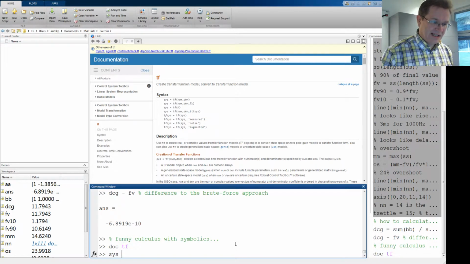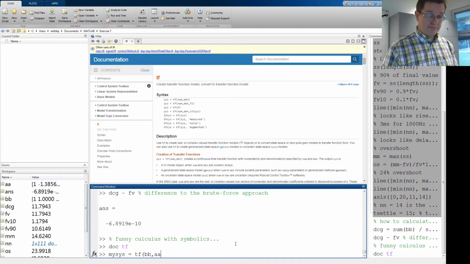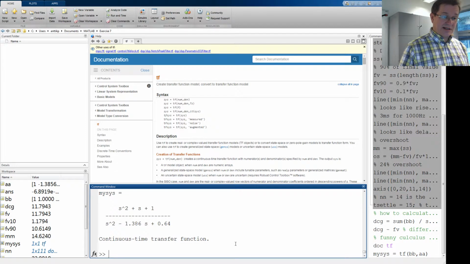So for example, this is my system. My system equals transfer function, where the numerator is bb and the denominator is aa. If I knew the sampling rate, I could actually put it here. And hopefully it understands that this is discrete time. Oh, it gave me a continuous time system.